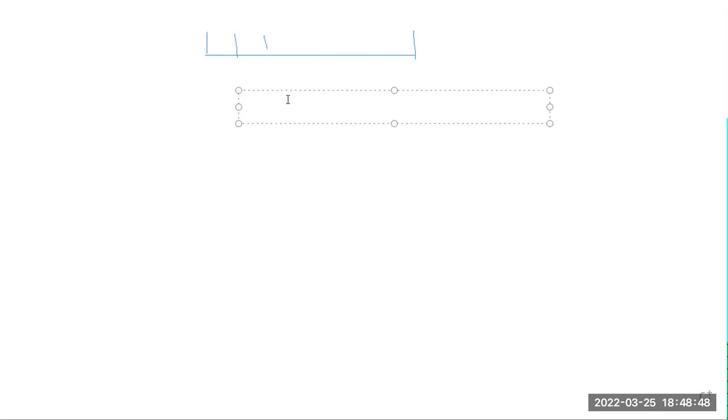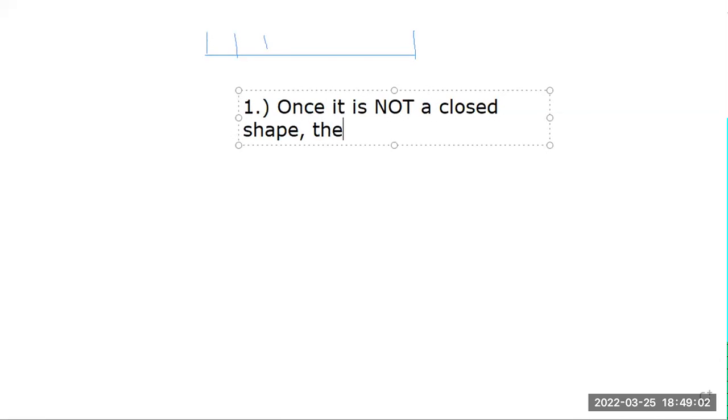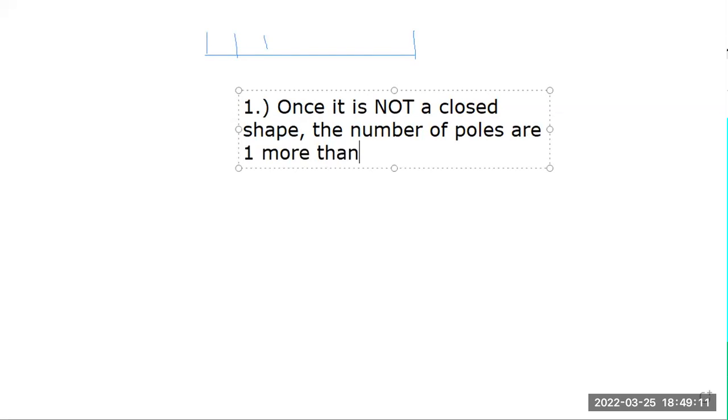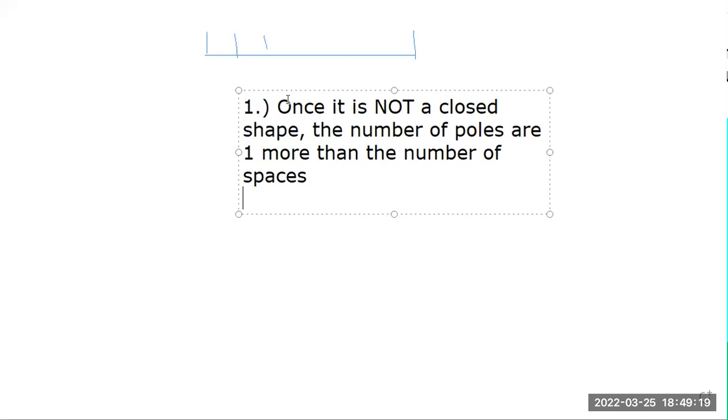The first thing is that once it is not a closed shape, the number of poles is one more than the number of spaces. This is the rule you need to remember. Once it's not a closed shape, the number of poles is one more than the number of spaces. So in the question, we had 9 poles.